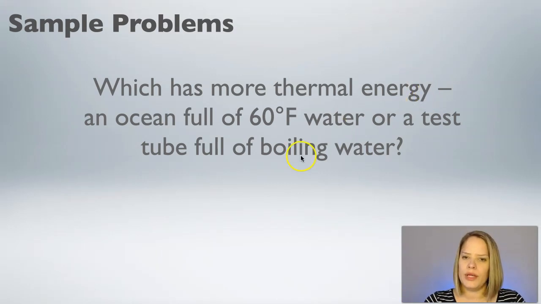All right, so I know that boiling is about 212 degrees Fahrenheit, so that's a much higher temperature. The average motion of these particles is much higher. That means the particles are moving very, very fast on average compared to the ocean's molecules. They're moving a little bit slower. But which has more thermal energy? Thermal energy is the sum of the motion of all the particles.